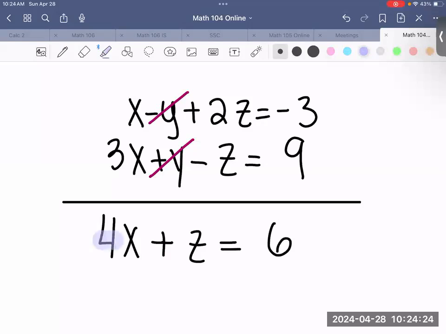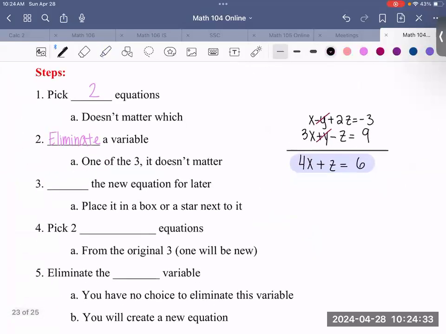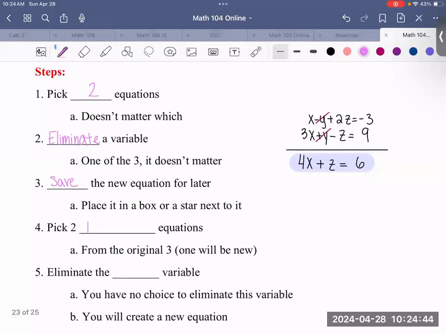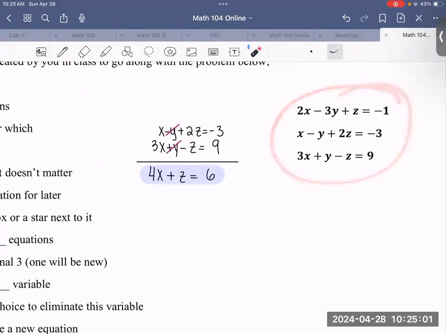So we're going to highlight, box, do something that brings your attention to it that says we are going to save this equation and bring it together later. Save the new equation for later, box, star, highlight, you name it. So now we're going to go back and pick two different equations to work with from the original three. So one of them will have to be the exact same one, but we can pick one other one. So again, looking at the three, what ones do we want to work with?